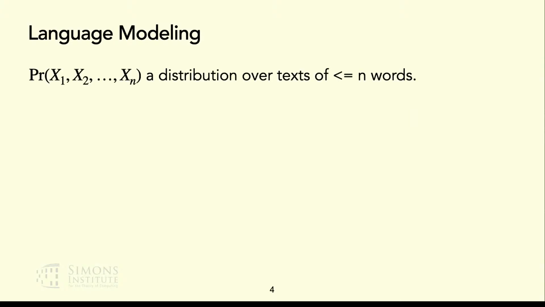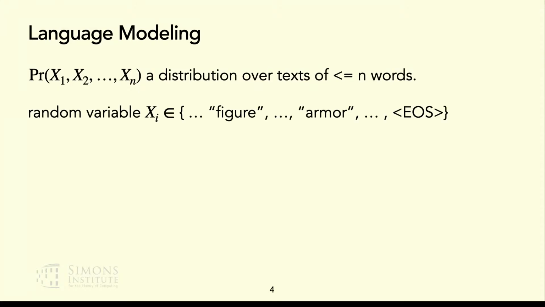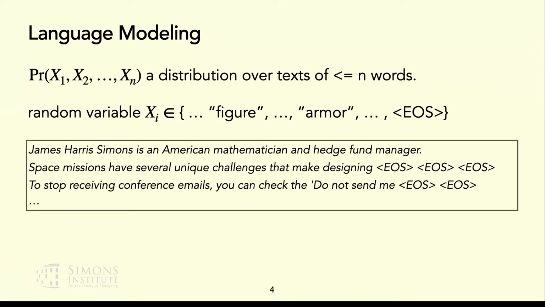Language modeling is really not a fancy idea. It's just a joint distribution over some text, probably less than or equal to n words. Each random variable here is a word taking value in a vocabulary of finite size. The size in practice usually ranges from 10,000 to 50,000 or so. Okay, and here are some examples.